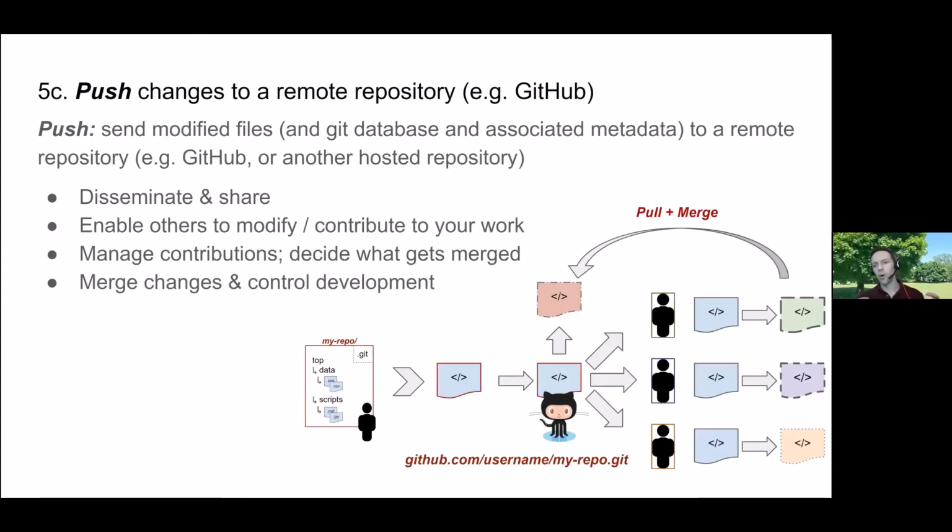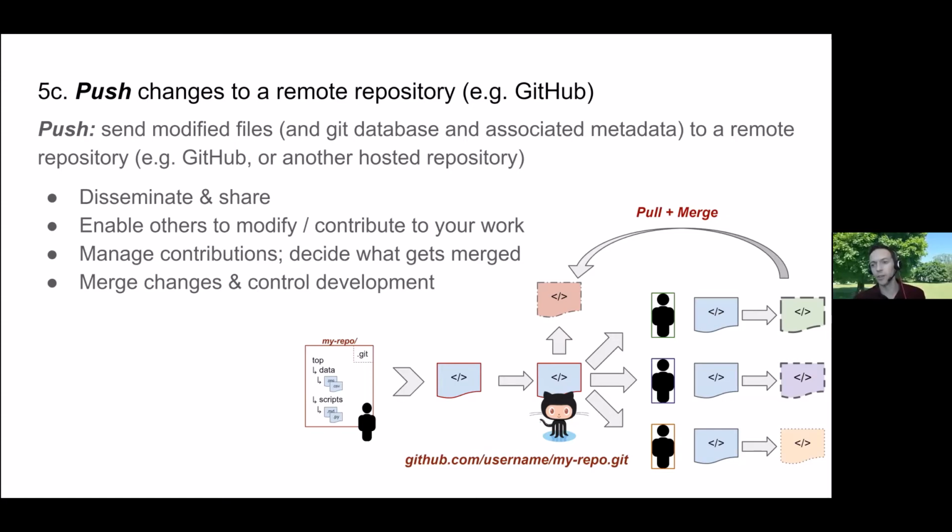You may also want to move outside of your local repository, and so you may want to push those changes to a remote repository. One example is GitHub. There's other examples out there of similar types of platforms. GitLab is another one. Atlassian has their own too. So there's all sorts of options. So when you push, you're going to send those modified files and the Git database and everything back up to the remote repository. And so this allows you to do a number of things.